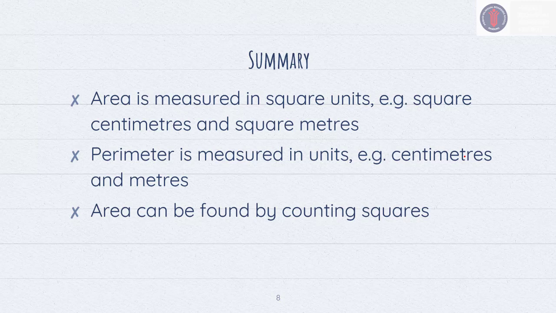Okay, so for the summary of this lesson, area is measured in square units. Don't forget to put the units square, centimeter with a little 2 on the top, or it can also be in square meters, while the perimeter is measured in units like centimeters and meters without the square, because it's only a distance. And the area can be found by counting squares. Just count how many squares are in there to know what the area is.